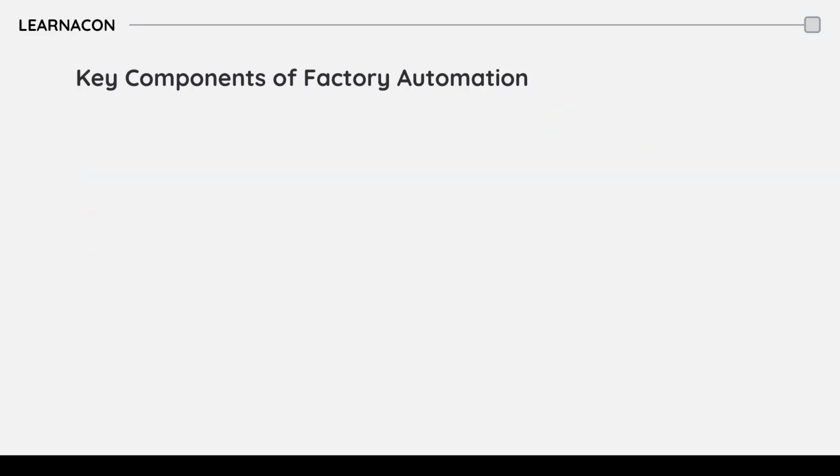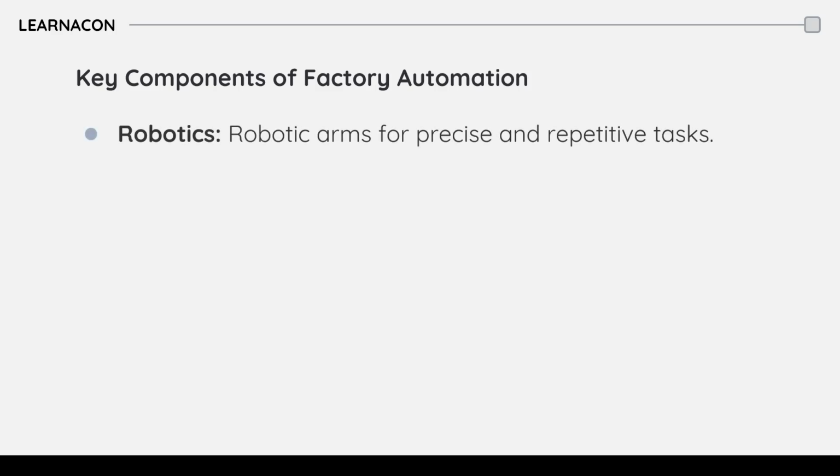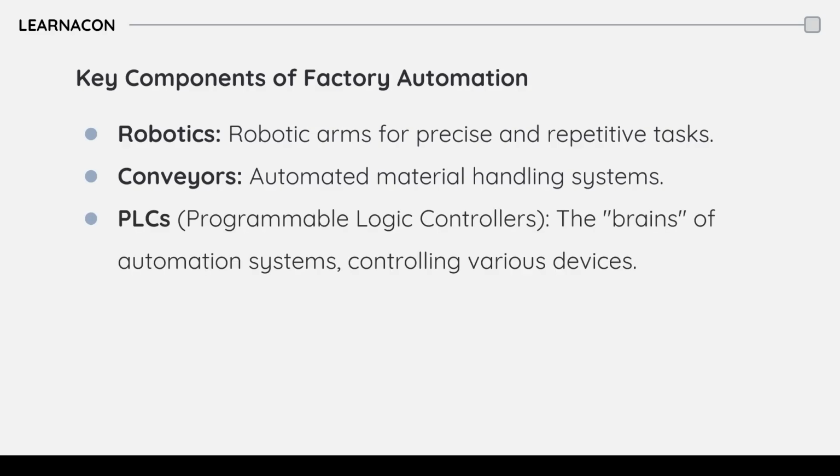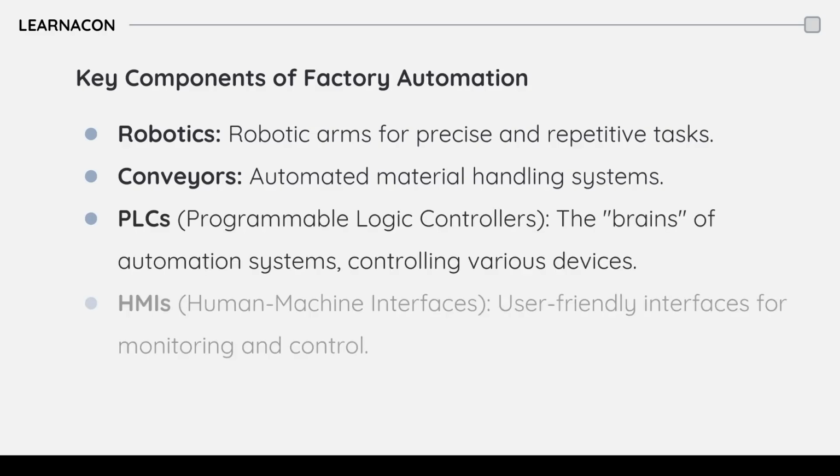To achieve factory automation, we rely on several key components. First, we have robots that can perform tasks with precision. Second, conveyors transport material efficiently. Third, PLCs, or Programmable Logic Controllers, serve as the brain of the operation, controlling a variety of devices. And finally, HMIs, or human-machine interfaces, provide a user-friendly way to monitor and control the automation system.